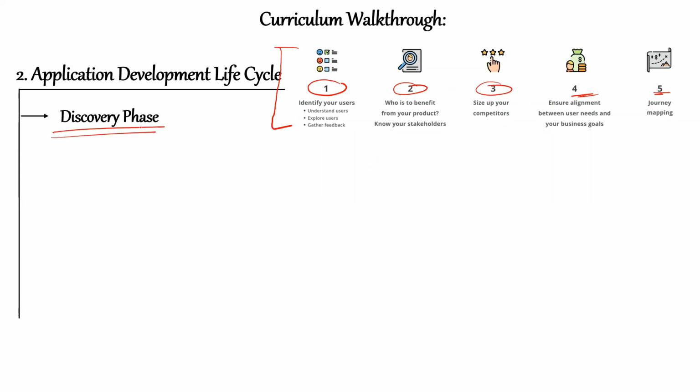What the discovery phase is, for instance, I give you an example. You want to create an application which can send files from one computer to another. For that, you need to have a defined goal, right? You need to have an idea. The idea generation process comes under the discovery phase. So the discovery phase would cover these 5 major topics: how to identify your users, who would benefit, what are your competitors, how to align user needs and business goals, what would be the entire journey. We would be studying that.